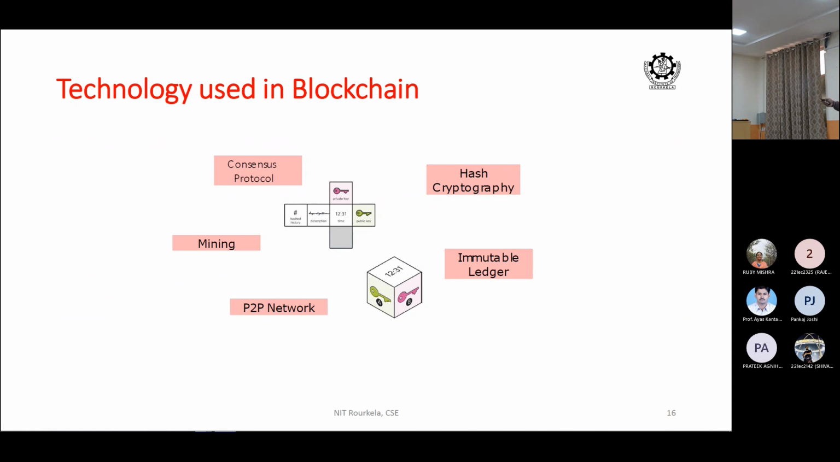We talked about cryptographic hash. There is an immutable ledger. That means once written, you cannot undo it. So any transaction, if you paid the money and you thought that you made it by mistake, you cannot undo it. It's simply not possible. Then it's a peer-to-peer network, and there is something to be done by mining. Mining is: you have blocks, then who is going to create a block? You can look at a peer-to-peer network.